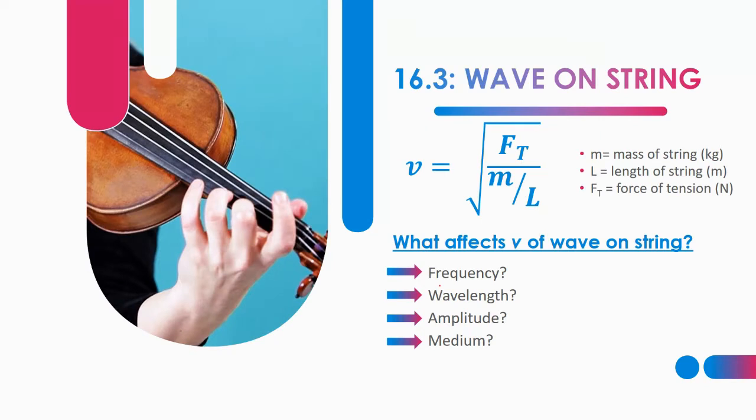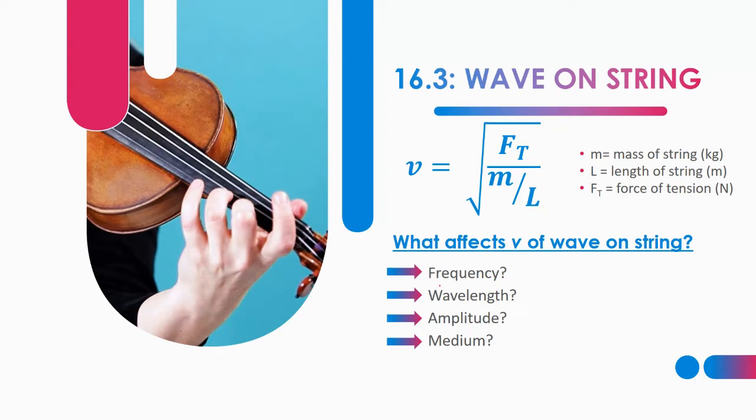This equation is probably new to you. This is specifically for waves on strings. So this equation solves for the speed of a wave on a string. So this could be you have a string attached to a pole and you're waving that up and down, or maybe you play a stringed instrument. Anything like that applies to this equation. So we have V equals the square root of the force of tension in the string divided by the mass of the string divided by the length of the string.